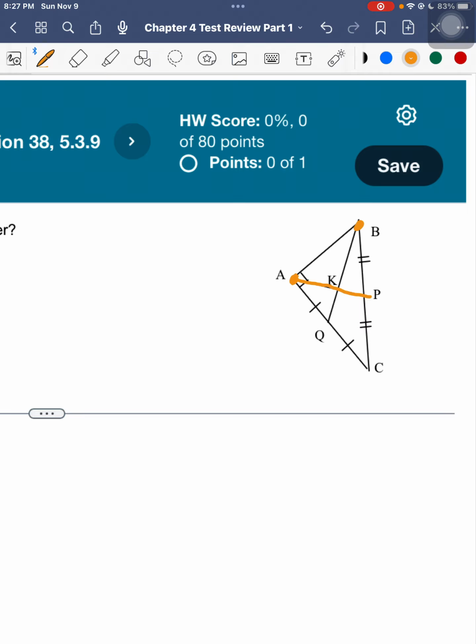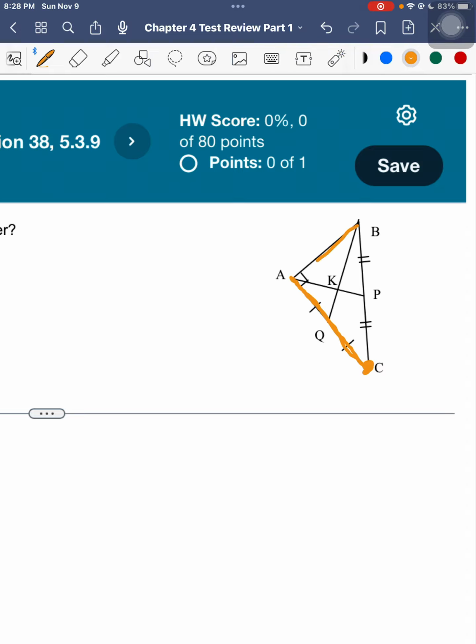This is once again a median because we're starting at the vertex and going to the midpoint of the opposite side. Where would my altitude be? My altitude would be CA because it started at a vertex and went to the line containing the opposite side. What is the opposite side of angle C? It's AB, and it's touching perpendicularly right here. So this is an altitude.